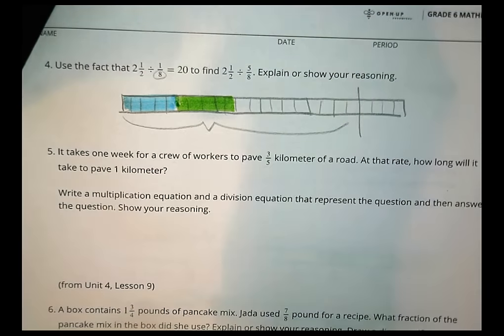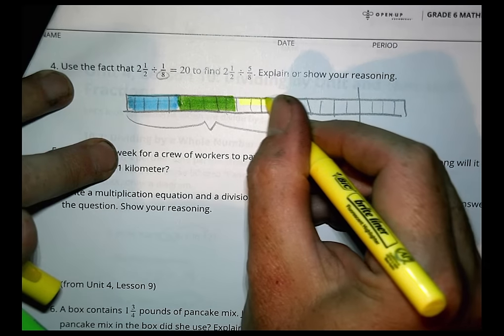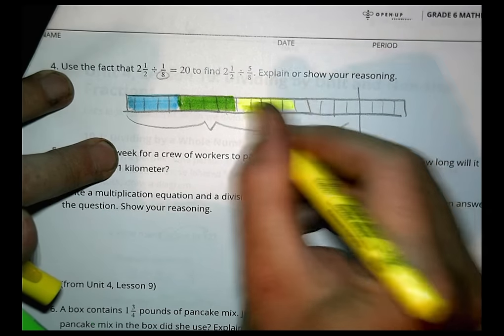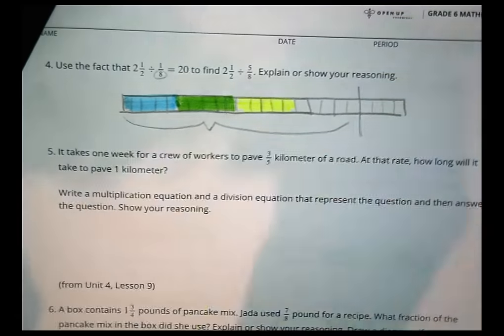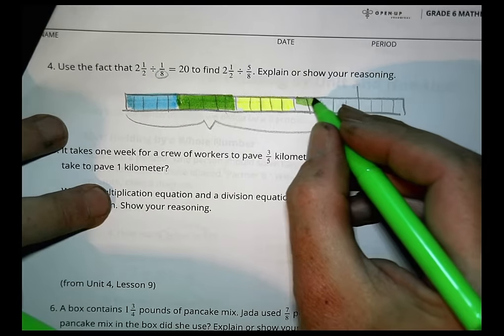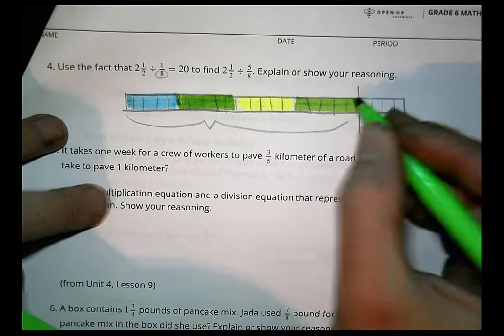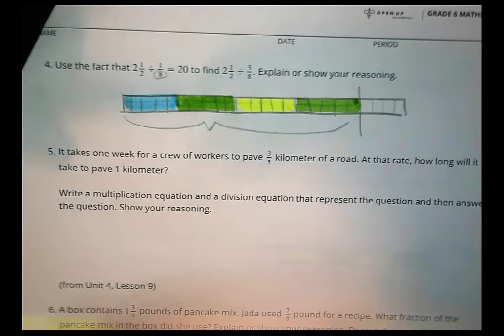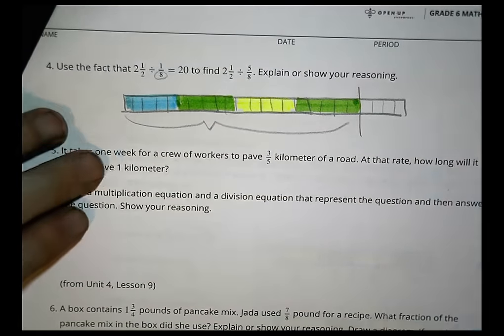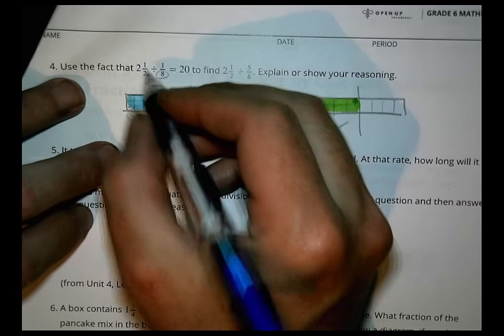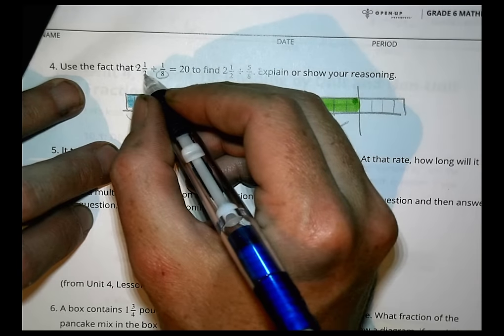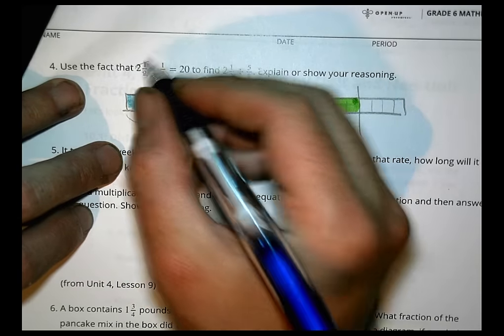Back to my normal color. 1, 2, 3, 4, 5 there. And 1, 2, 3, 4, 5 there. Okay, so we can see that we have 4 already, but let's think of it this way. This is 2 times 4, 2 times 2 is 4 plus 1 is 5.